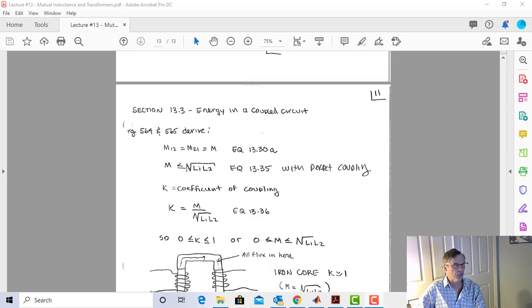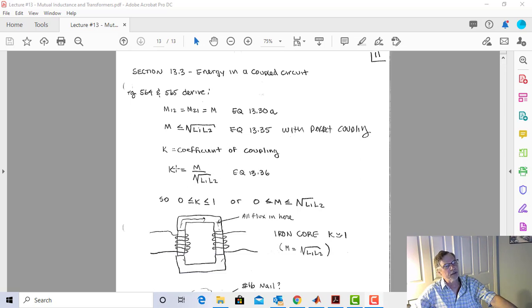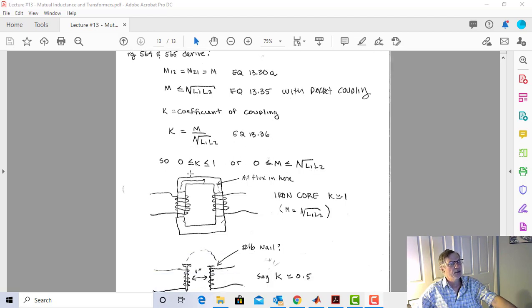So now we have M equals K times root L1 L2. K equal to 1 is 100% coupling, a big permeable toroid. M equals 0 means the inductors are shielded and they're miles apart from each other. So we can define the coefficient of coupling as K equals M over root L1 L2. How coupled are they? And K is between 0 and 1.